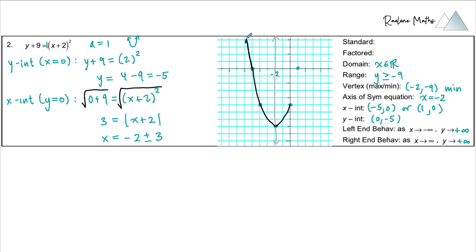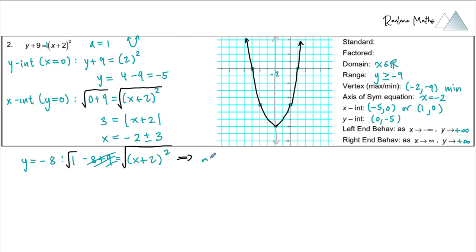Now, if you wanted to come up with points at other heights, you could easily substitute y equal to, let's say, negative 8. Let's just write y equals negative 8. Negative 8 plus 9 is equal to x plus 2 all squared. And so here we would have 1. We would take the square root of both sides, and we would be able to work out what x is equal to here.